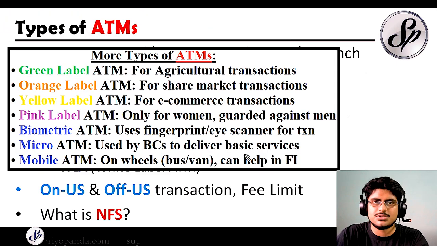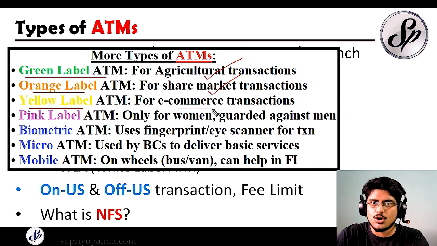Now all these types of ATMs we have in India. There are green label ATMs. These are exclusively for agricultural transactions. Orange label ATMs for share market transactions. Yellow label ATMs for e-commerce transactions. Pink label ATMs, from the name itself you can understand, these are only for women, and they are manned by guards who do not let the men enter, so only women can use. Biometric ATMs are there. These are the ATMs which use fingerprints, or they use eye scanners for the transaction authorizations.